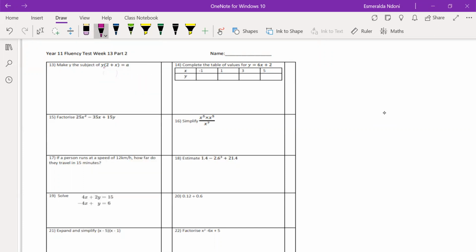Then we'll get rid of it. So we multiply both sides of our equations with 2 plus x. So that will leave us straight away with y. And on the other side, a over 2 plus x. In this case, because your subject was not in the bracket, you did not need to expand the bracket.